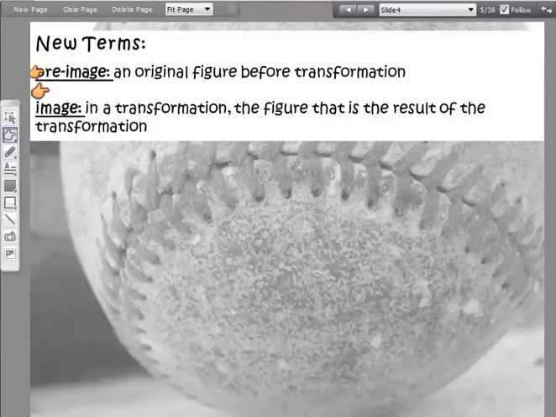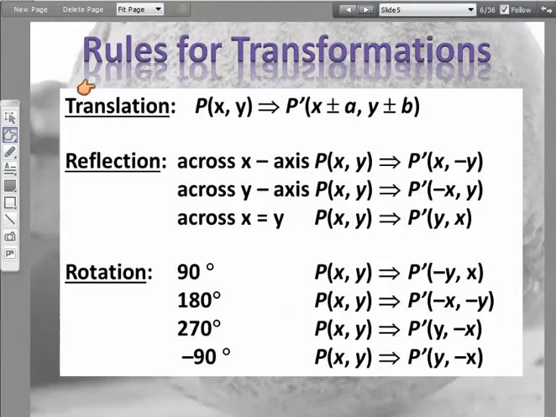We're still using the terms pre-image and image. Your pre-image is the original figure, and the image is the result of the transformation. For those of you who were in CC yesterday or have looked at the slides, you saw these rules for transformations. This is what we're going to be learning today, how to use these rules.